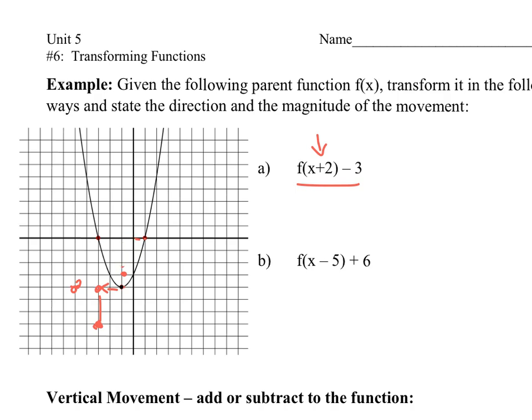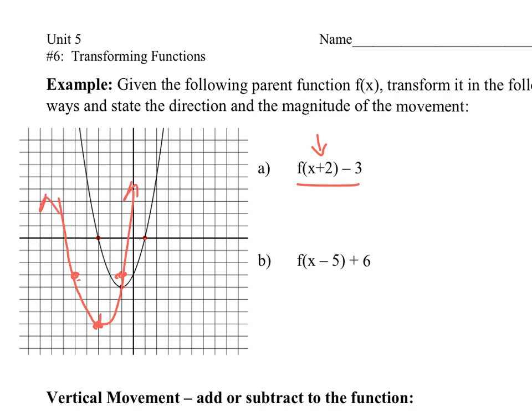But in the end, you move down 3 and to the left 2. To the left 2, down 3, to the left, oh, this was right here. All right, and that's it. So then you graph it, and that's done.